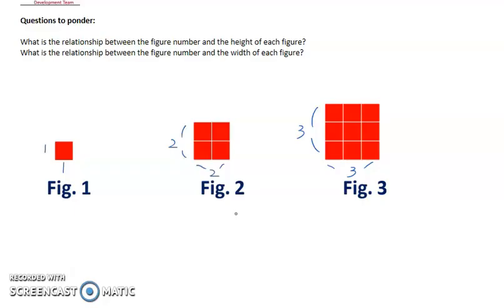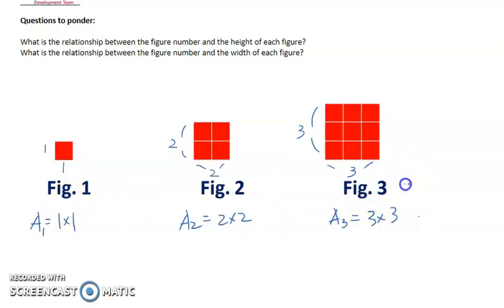And now the next question is, how is the area related to all of these? What kind of expression can I use to show the relationship between the figure number and the area of these squares? The area for the first one is 1 times 1, for figure 2 it is 2 times 2, and the third area will be 3 times 3.